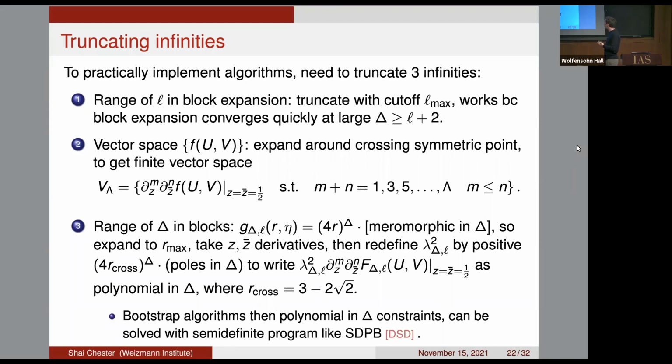And so that means you can solve them using semi-definite programs such as SDPB, which was developed by David and Walter Landry. So that's the conventional bootstrap algorithm, which I'm sure people in the audience have heard many talks about in the past.